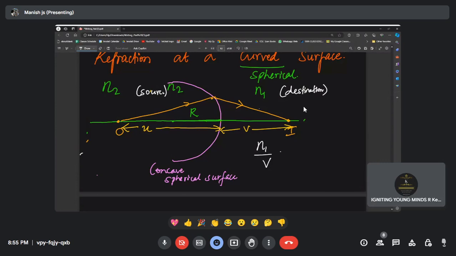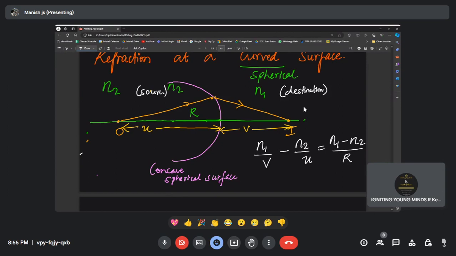You will subtract from it the source from which it came. The source refractive index is N2, so that is N2 divided by the distance between the interface and the object, which is U. This is equal to the difference of the refractive indices of the destination with respect to the source. It is going from N2 to N1, so you know what the relative refractive index is. You will write N1 minus N2 divided by R. So this is the relationship for refraction at a curved surface.